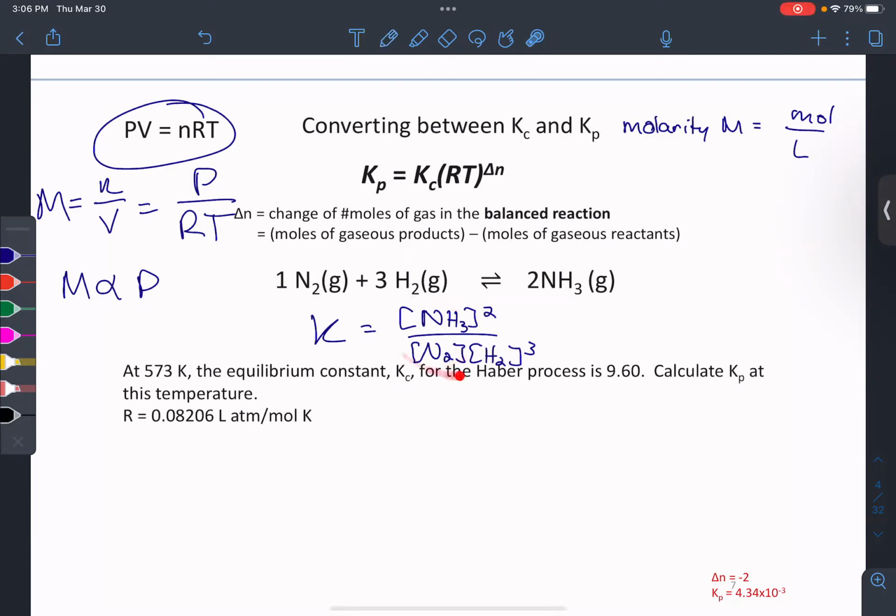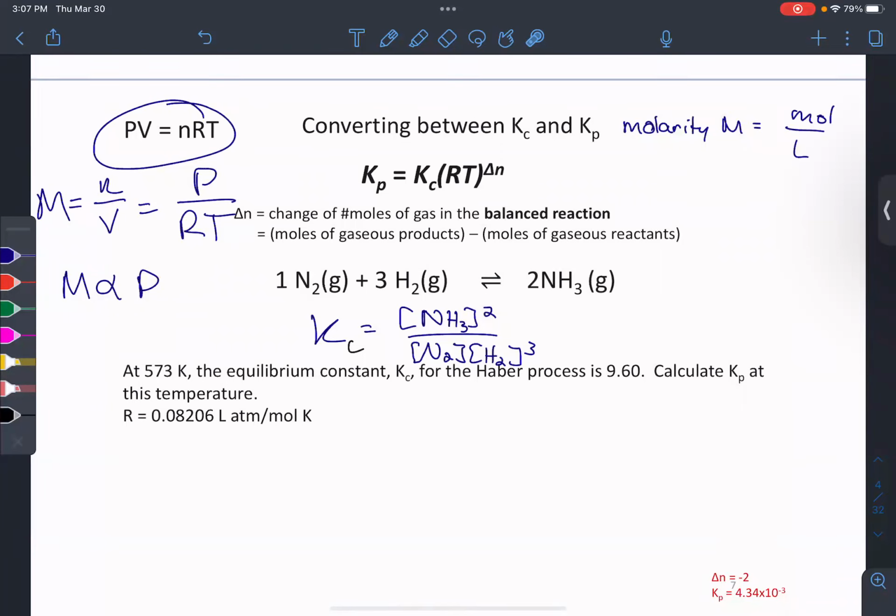So how I've written this equation right now, this is Kc because I have brackets. The brackets represent molarity, so this would be Kc. In order to convert this into Kp, I would have to convert all of these concentrations to pressures, which I can do with this relationship: molarity equals pressure over RT.